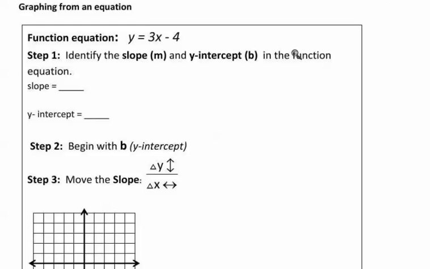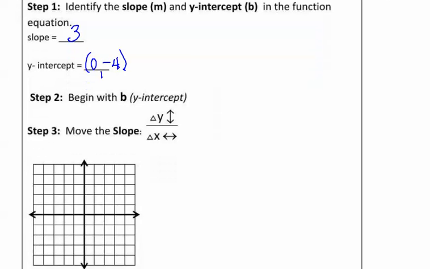Let's talk about graphing from the equation. Let's say you're given the function equation y equals 3x minus 4. Identify the slope, which is your m, or your coefficient to the x, and your y-intercept, which is b, or your constant, in the function equation. So in this example, 3 is your slope, 0, -4 is your y-intercept. Begin with the y-intercept, then move your slope.